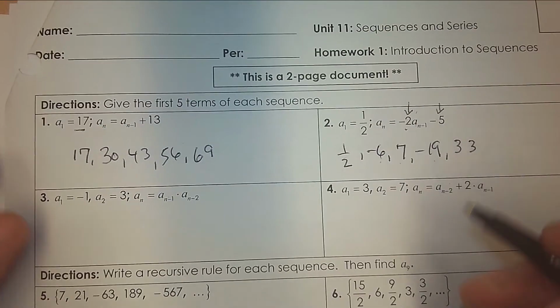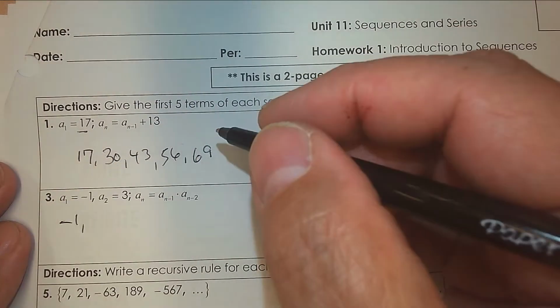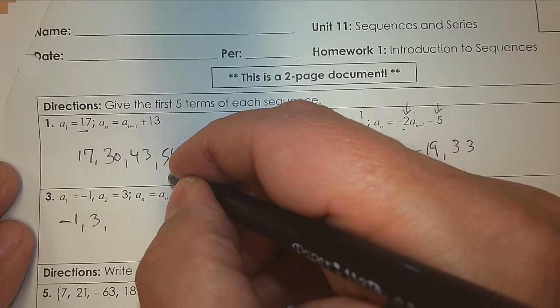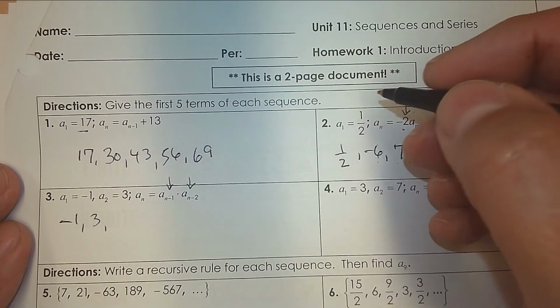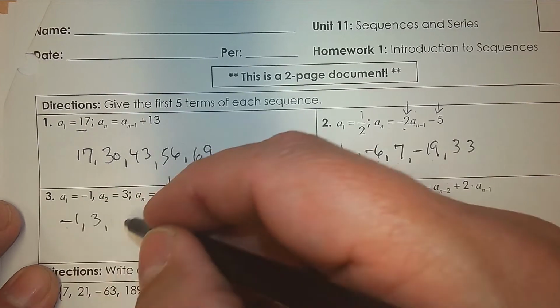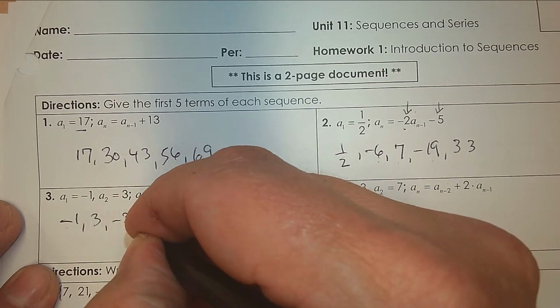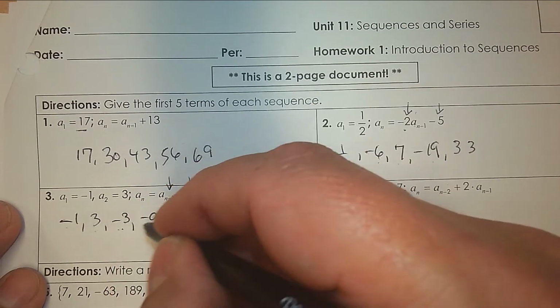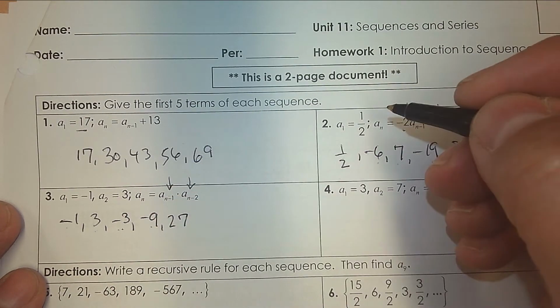Here, first term's -1. The next term is 3. And it says take the two terms right next to each other and multiply them together to get the next one. So -1 times 3 is -3. 3 times -3 is -9. And -3 times -9 is 27.